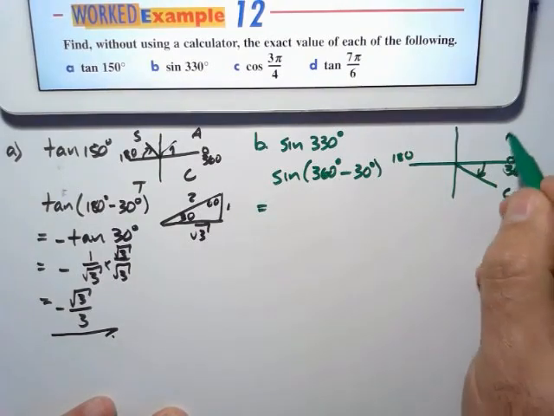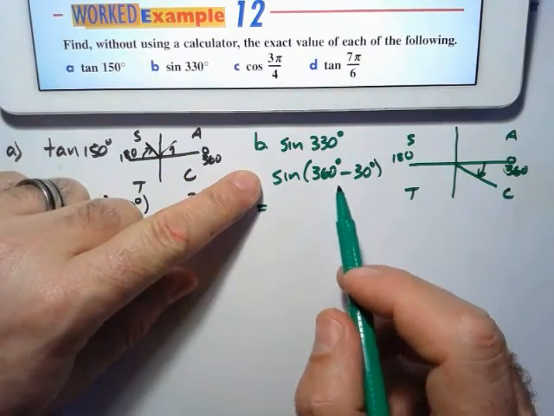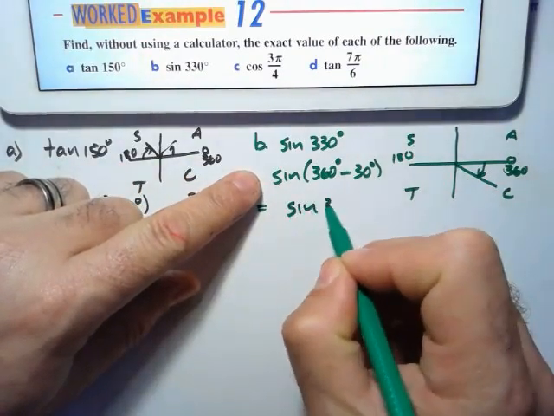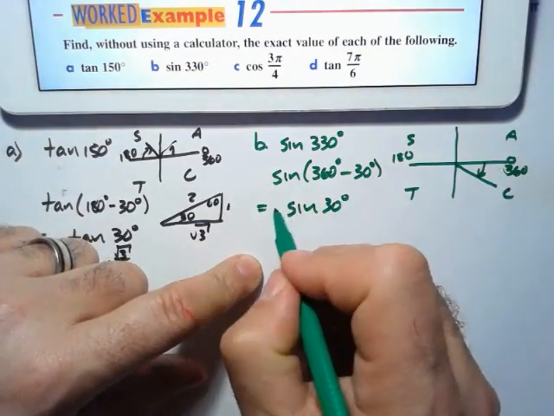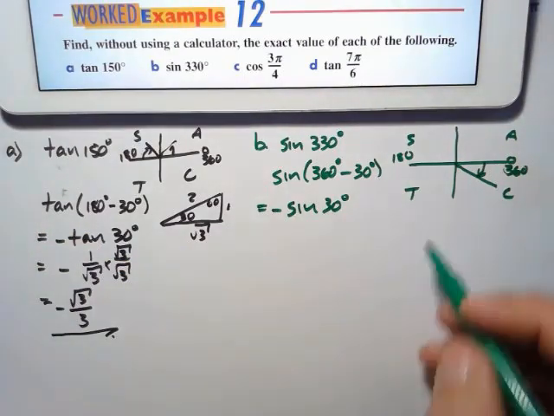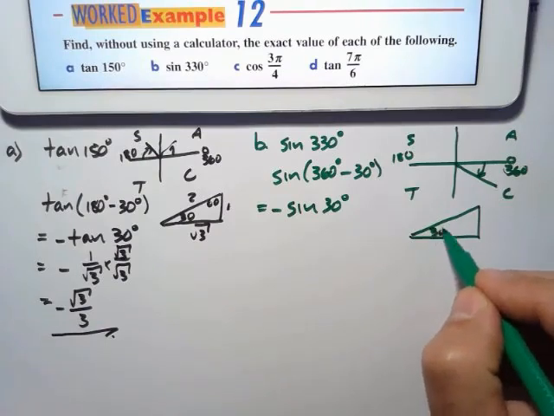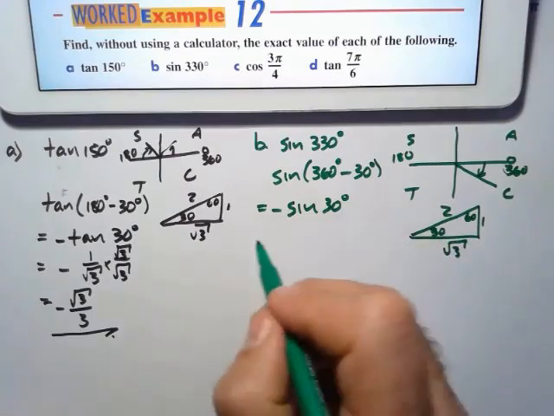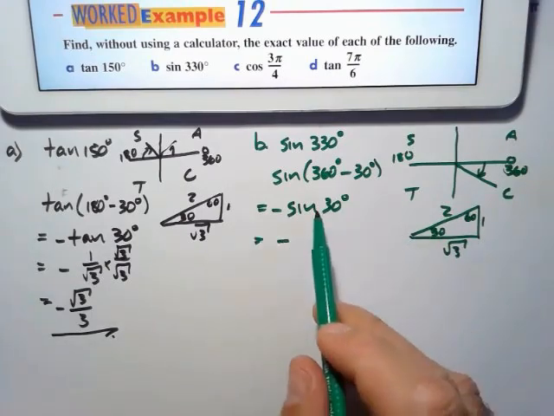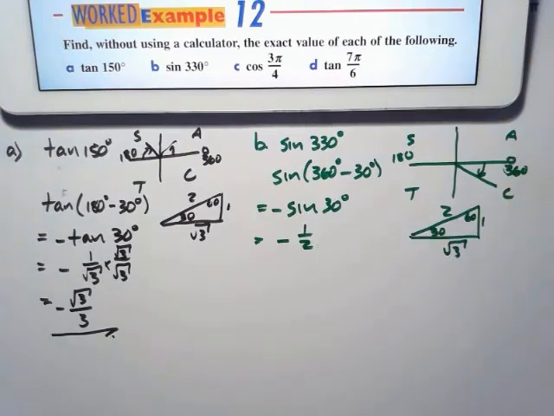Now I'm going to cast. And I'm going to say the sine of something stays the sine of 30 degrees. In my fourth quadrant, sine is negative, so it will be the same as minus sine 30. I now will draw my special triangle. 30, 60, 1, 2, square root 3, negative. The sine of 30, sine is opposite over hypotenuse, so that equals negative a half.